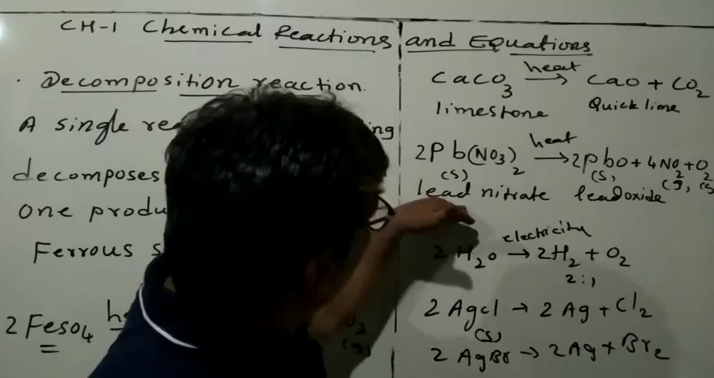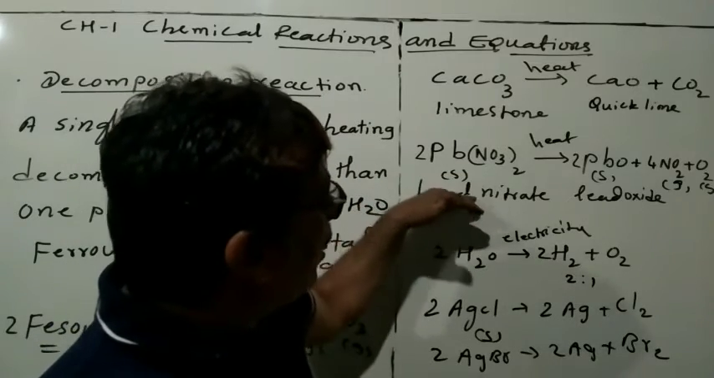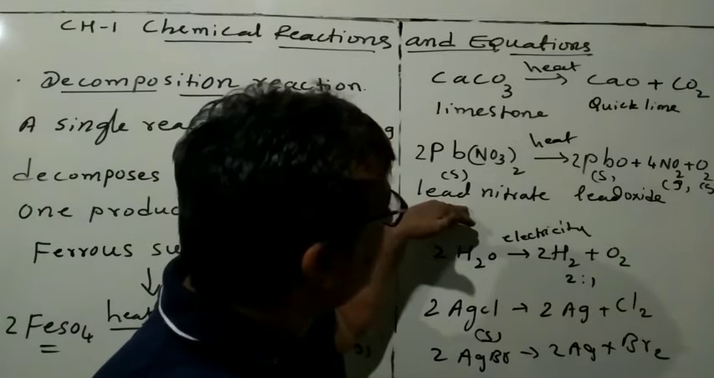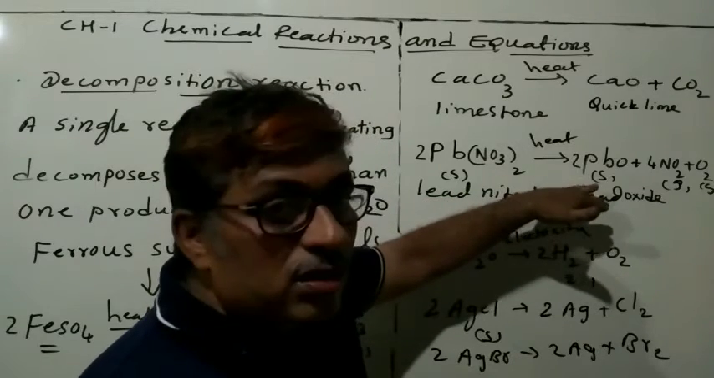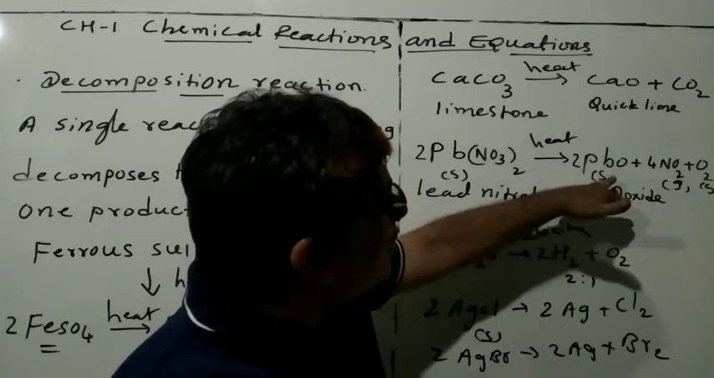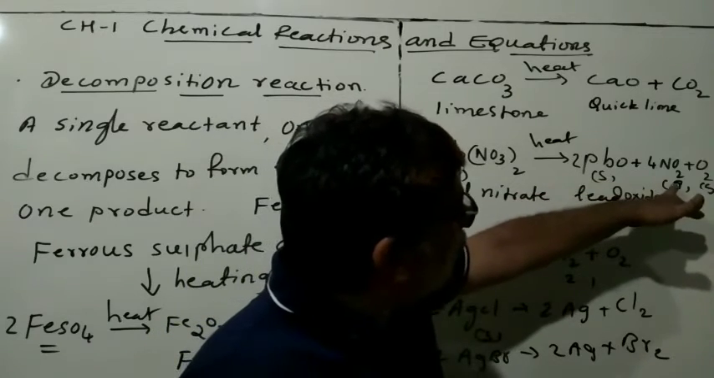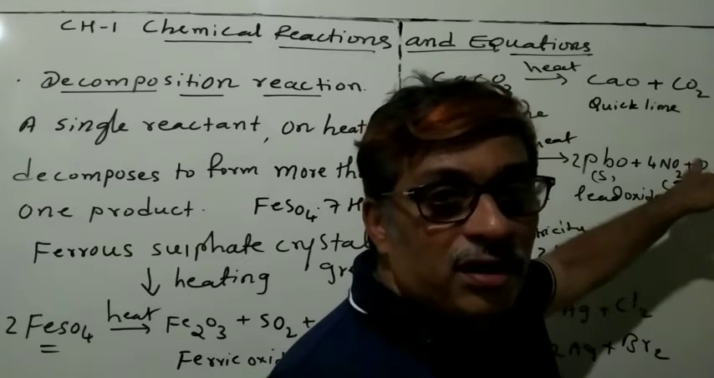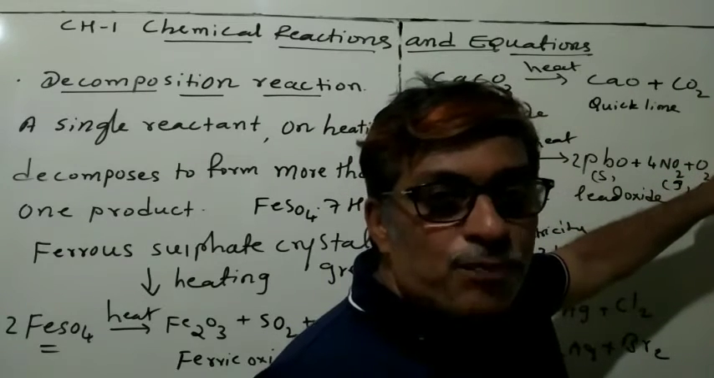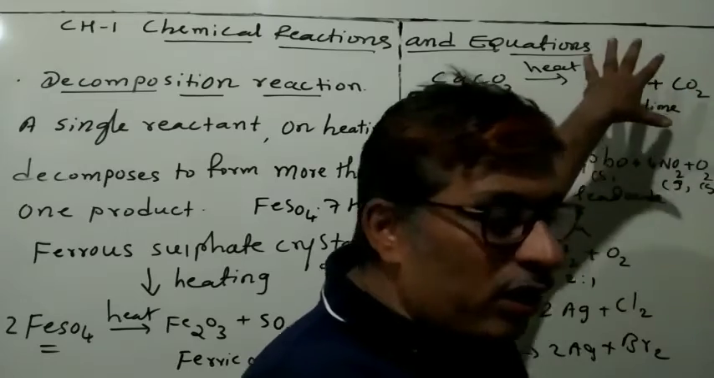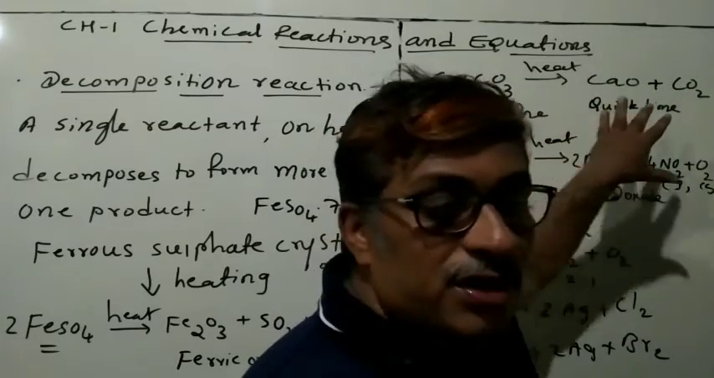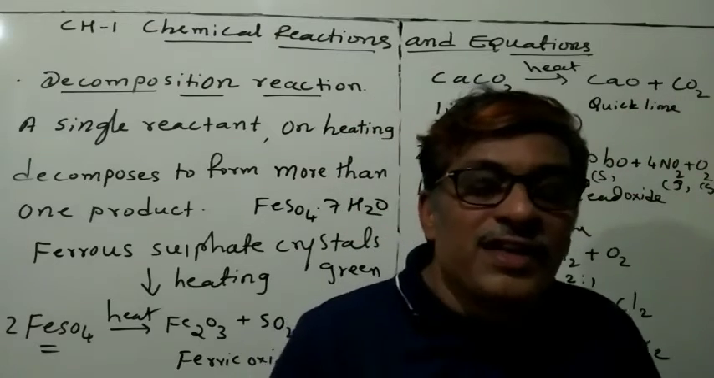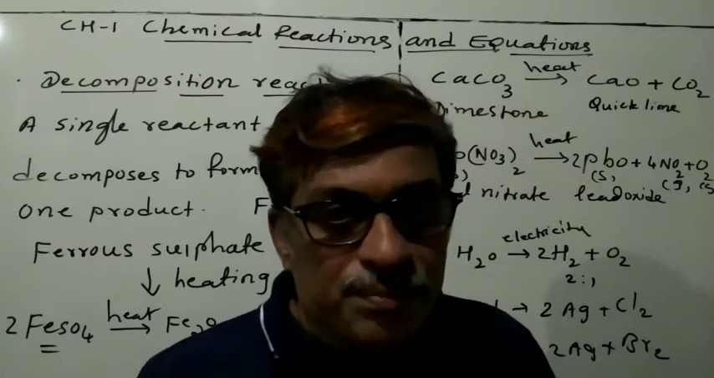And one more example is lead nitrate. When lead nitrate is heated, it decomposes to form lead oxide, which is a solid, and brownish or reddish brown nitrogen dioxide gas is formed, and it also produces oxygen gas. So these are all important reactions. These are all carried out by heat, so that is why it is called thermal decomposition.